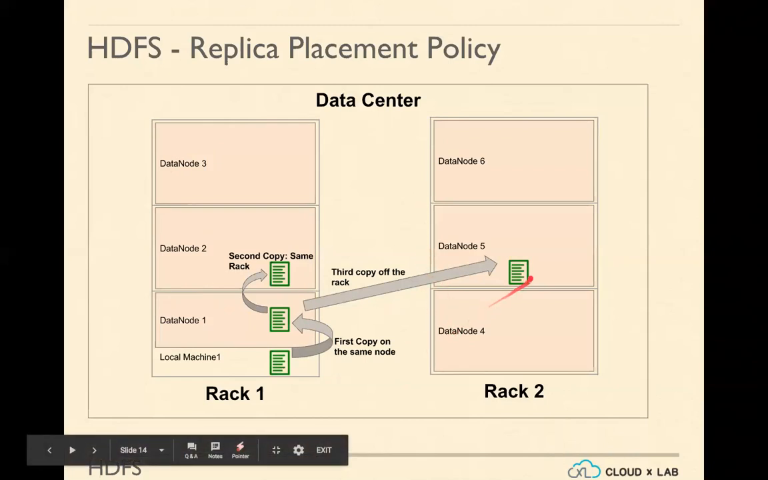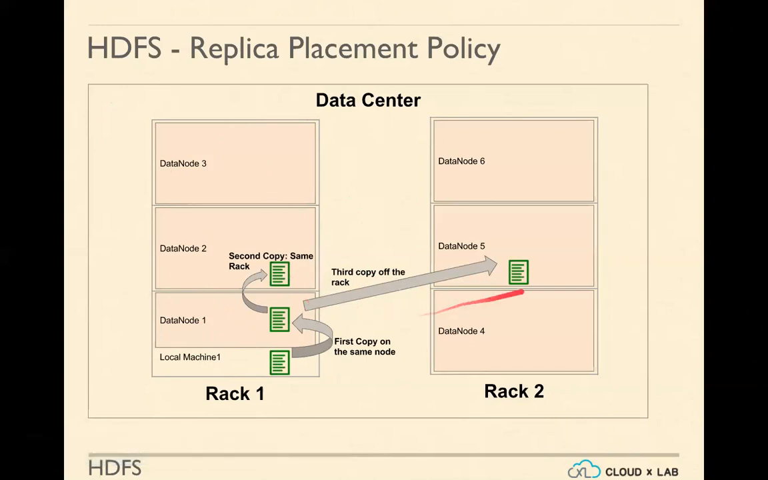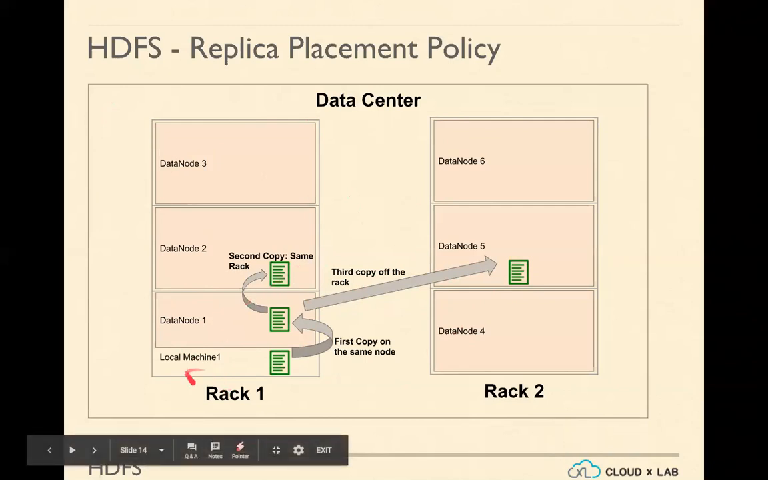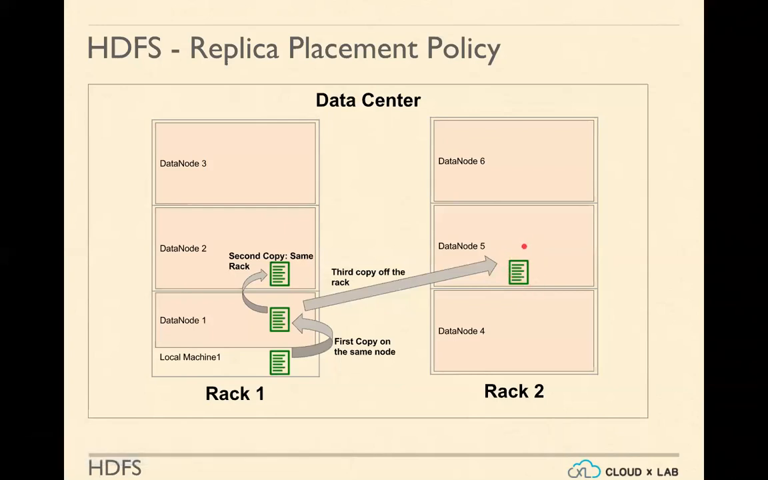The third copy defends against a fire on rack 1, since the chance of the second rack also catching fire is lower. Also, if the router of rack 1 goes down, we will at least have 1 copy available.